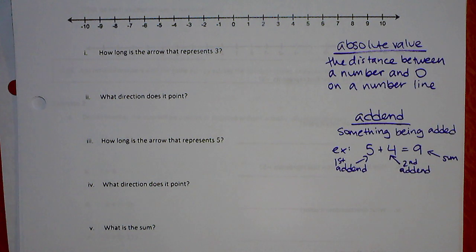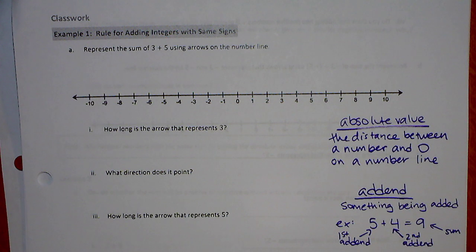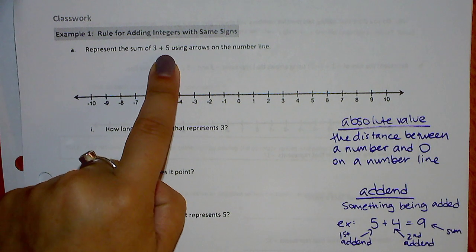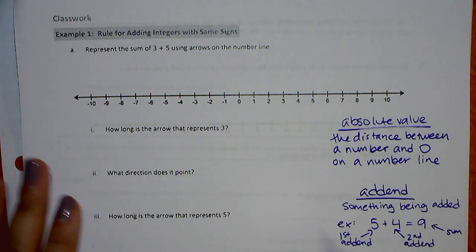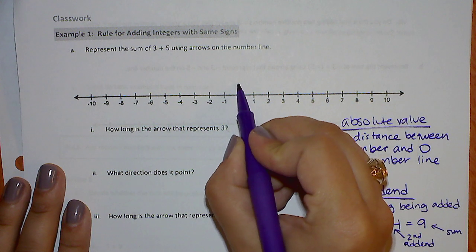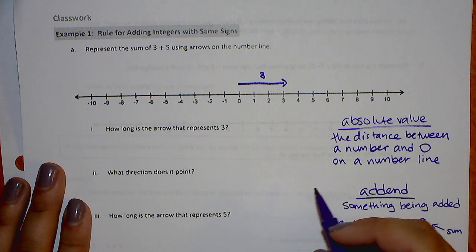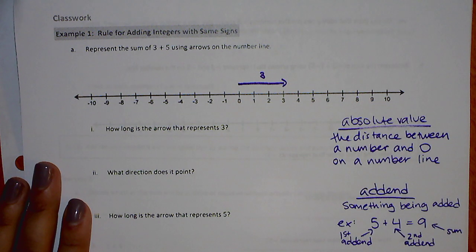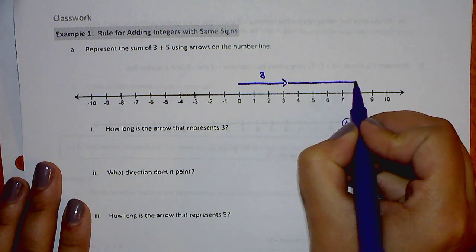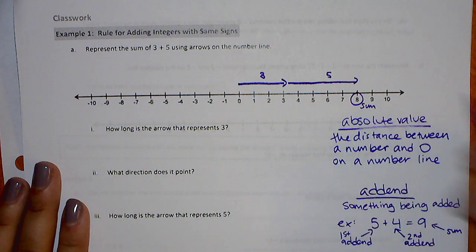For your do now, you were asked to do as much as you could of the classwork for today, starting by representing the sum of 3 plus 5 using arrows on a number line. We always start at 0. We represent 3 by going 3 units to the right. 1, 2, 3. We represent 5 by going 5 units to the right because it's positive. 1, 2, 3, 4, 5. Then we circle where we land, and that's our sum.